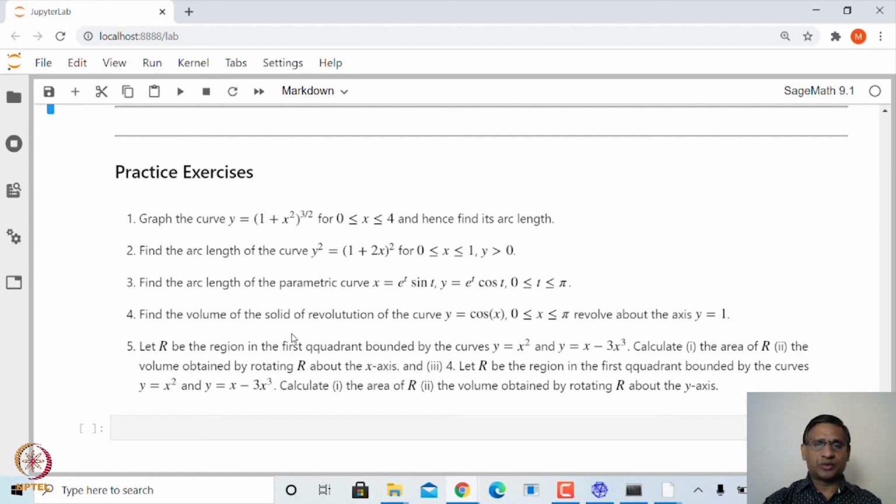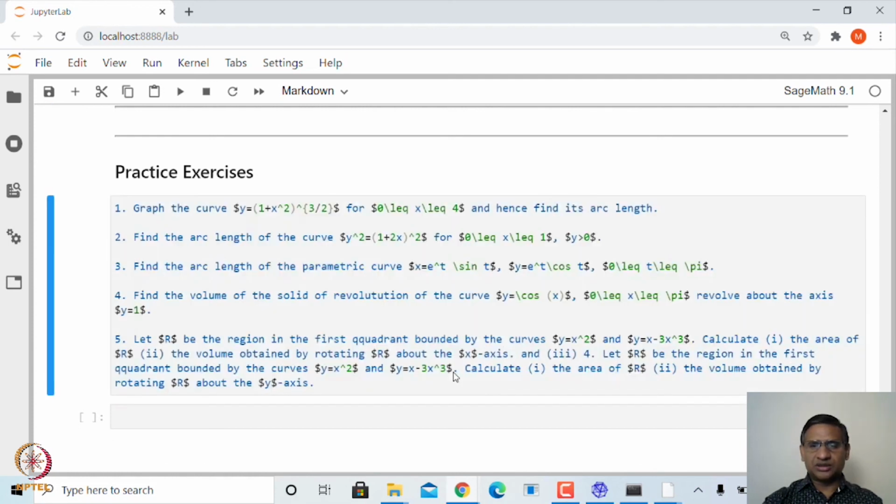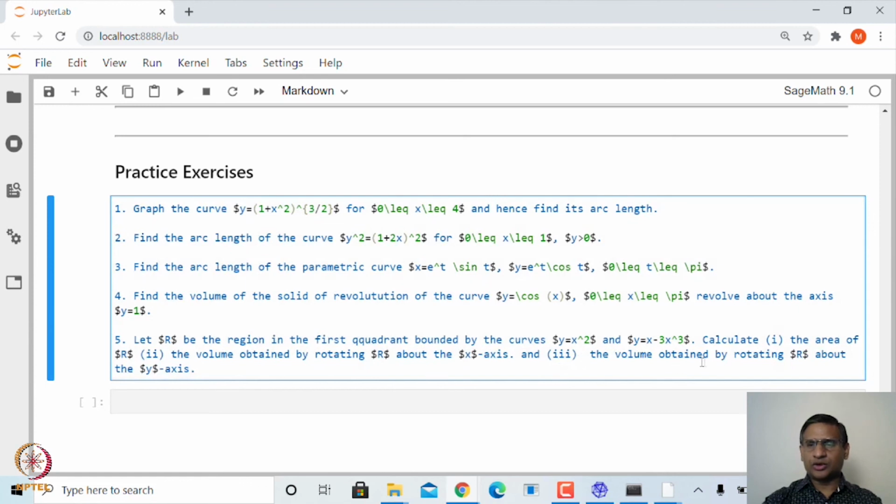The next one is to find the volume of the solid of revolution of y equal to cos x between 0 and pi revolving about the y axis. And the last one is to look at a region R which is bounded by two curves, y equal to x square and y equal to x minus 3x cube. Calculate the area of R, then calculate the volume obtained by rotating R about the x axis, and similarly the volume obtained by rotating R about the y axis.